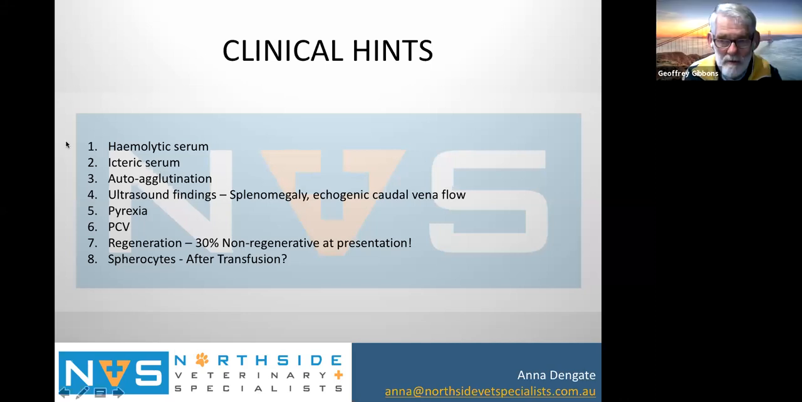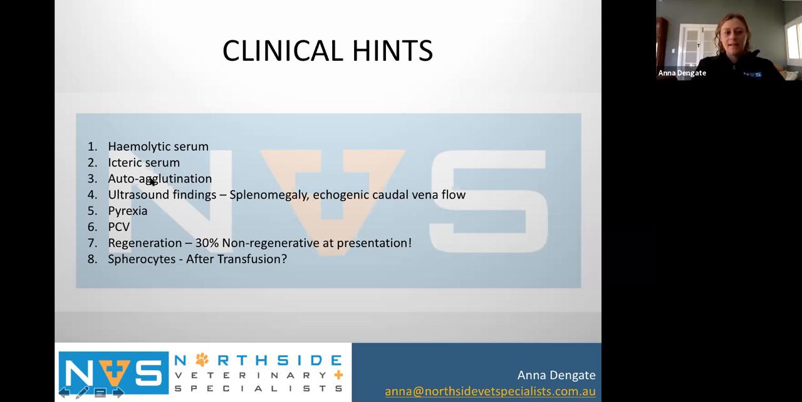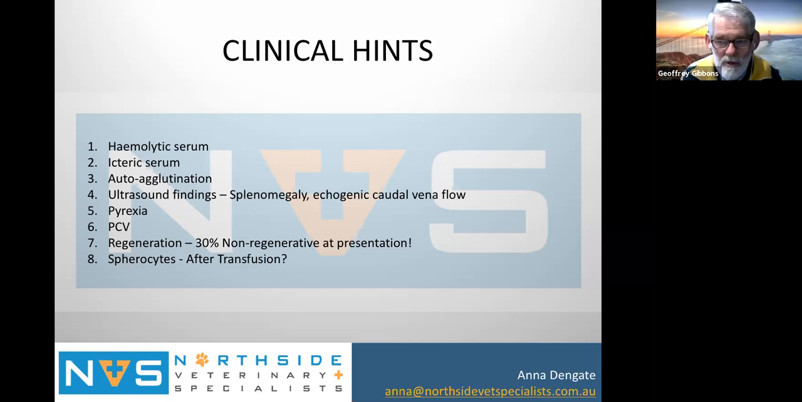Yes. Good. And then I think everybody's seen autoagglutination. So if you do your CBC and you tip the EDTA tube and have a look at it, if there's clumps in there, you can almost certainly say, okay, it's IMHA. Or you can go down that pathway even before you've run the CBC. That's effectively a positive Coombs test, isn't it?